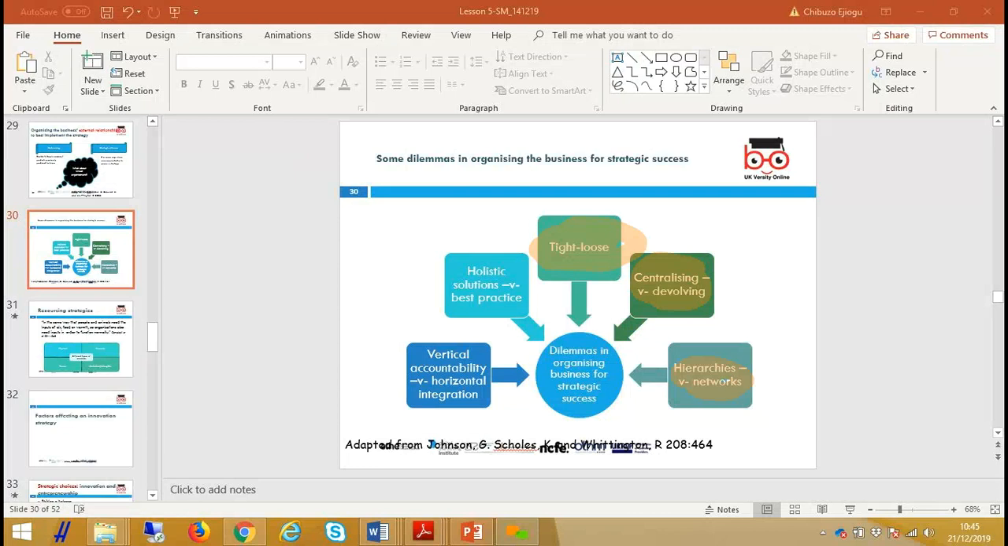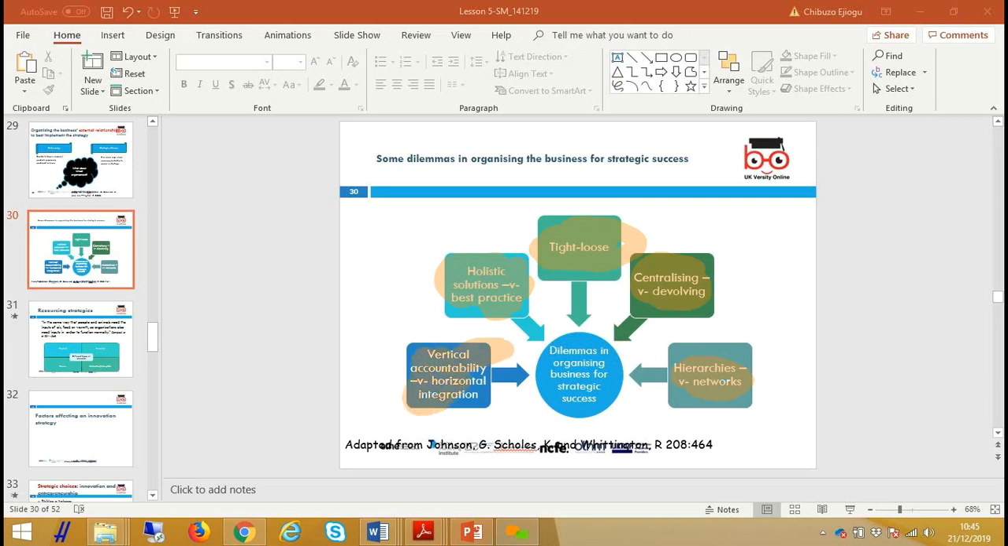So how uniform or standardized must they be, how tightly coupled must they be, or can we all be part of the same organization, but what you do in Europe is very different from what you do in America, very different from what you do in Asia? That's the same company. Holistic solutions or best practices. So some organizations tend more towards doing best practices that are generic across everybody, across the industry. Others want something tailored specifically to our organization. So that's more a holistic solution.